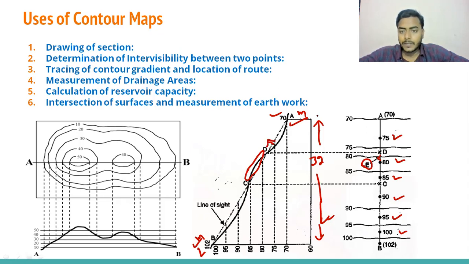This is also important, because when you are going to work, the horizontal distance between A and B will be in kilometers. So in that case, you have to check the intervisibility also. For that work, the contour map is important.